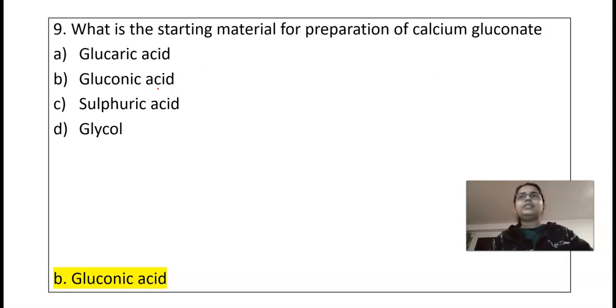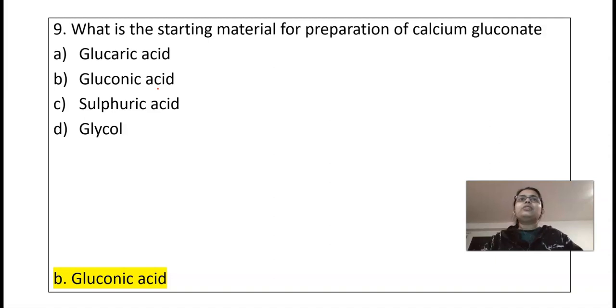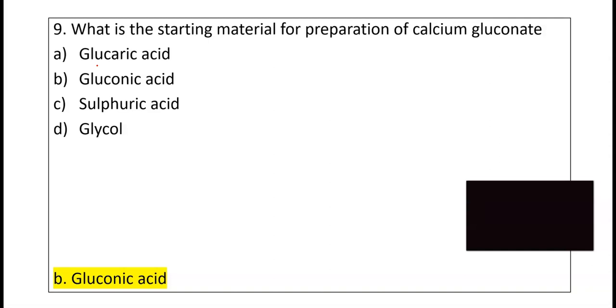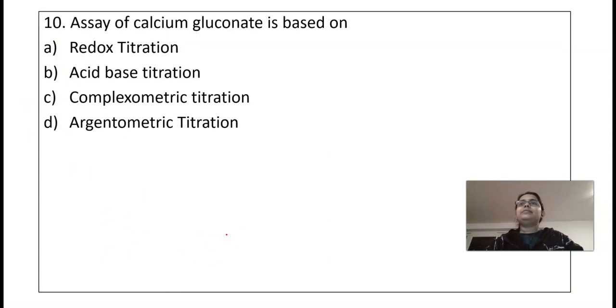Then what is the starting material for the preparation of calcium gluconate? So there are 4 options: glucaric acid, gluconic acid, sulfuric acid and glycol. So the correct answer is gluconic acid.